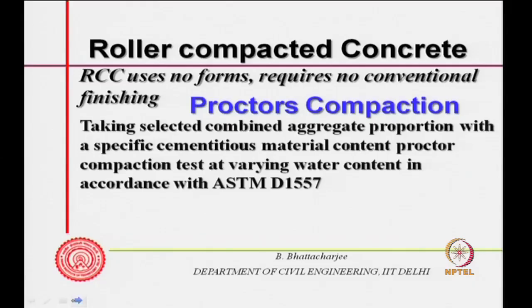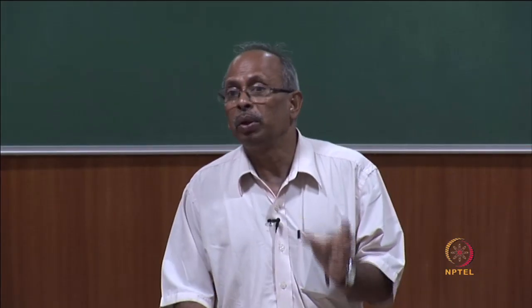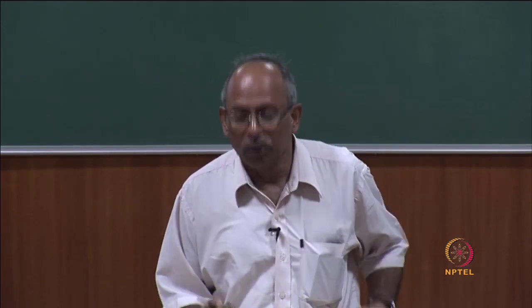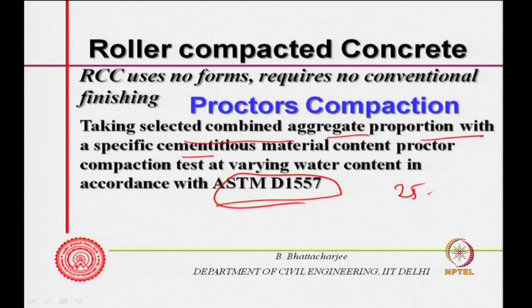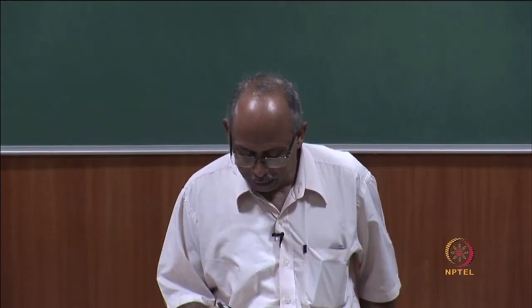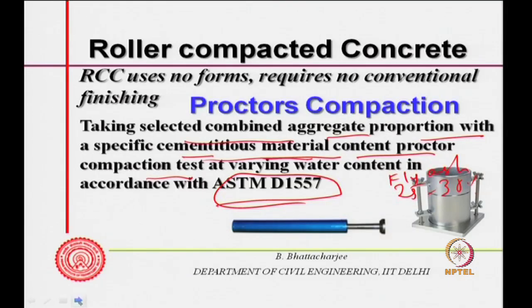So, it is Proctor's compaction that governs the strength, and you can use ASTM D1557. For the selected combined aggregate proportion, packing density is important here. You pack the aggregate pretty well, so that paste content is reduced. Then fly ash, around 25 to 30%, you can easily use and must use. And in mass concrete obviously you are going to use it because of heat of hydration. So, take all the specific cementitious material, put them together and do a Proctor's compaction test by varying water content.